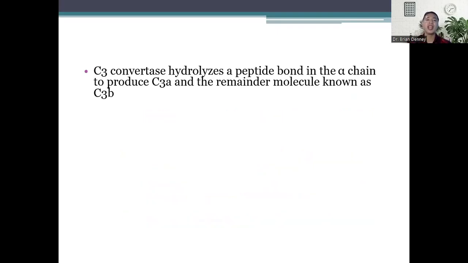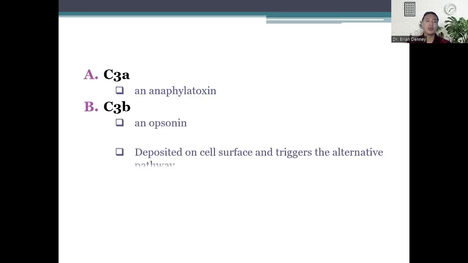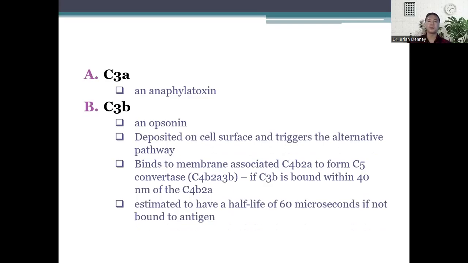C3a is an anaphylatoxin. Again, what is an anaphylatoxin? An anaphylatoxin is a small molecule which binds to the receptors of mast cells and basophils, causing a degranulation reaction and release of inflammatory mediators and histamine. Your C3b is the component which causes the activation of the next complement protein.